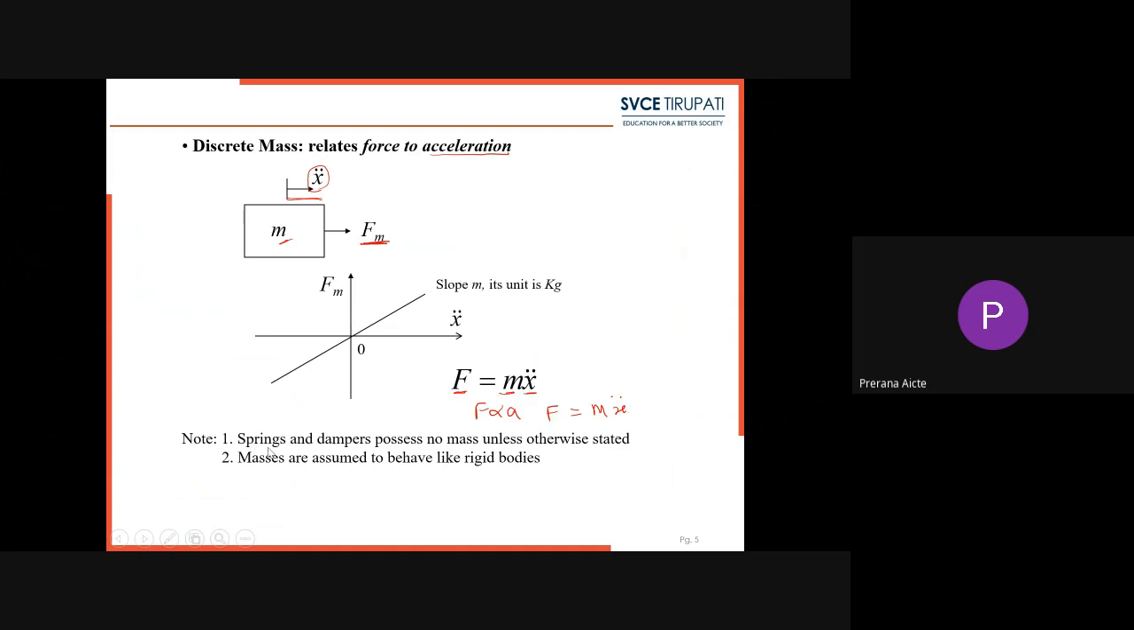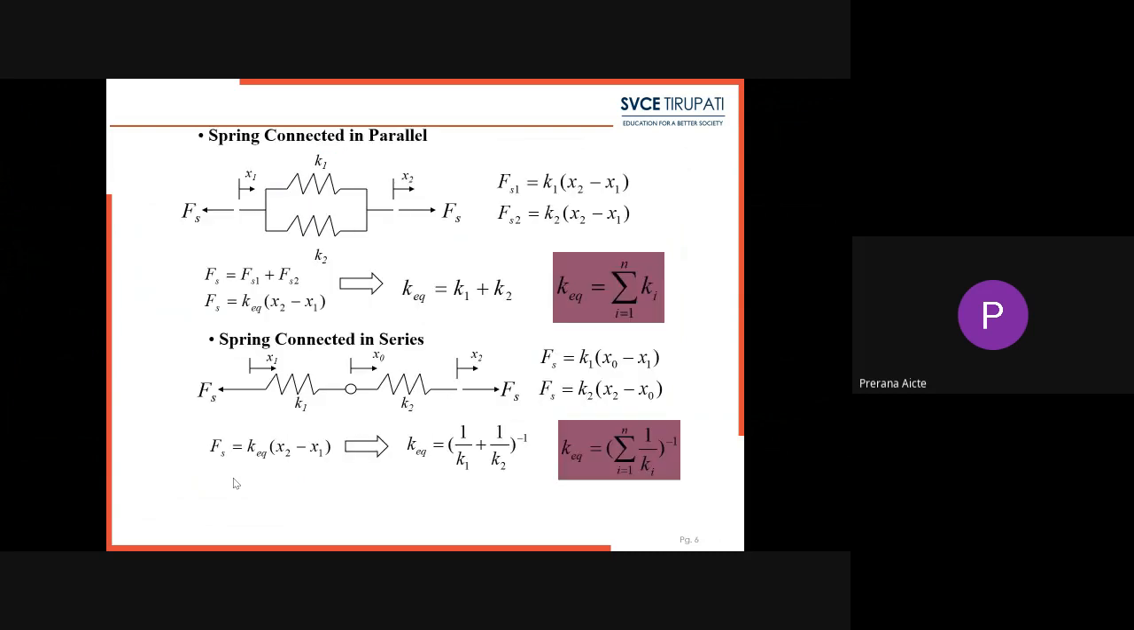Note that springs and dampers possess no mass unless otherwise stated. Masses are assumed to behave like rigid bodies. Okay, so these are the noting points, but these may not be necessary for the GATE exam. But understanding of the concept and deriving the equations, and those equations turned out to be a formula for examination, these kind of notes are important.